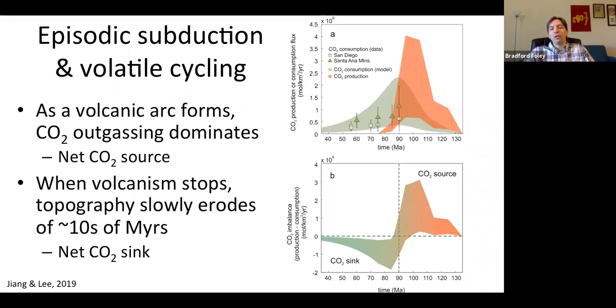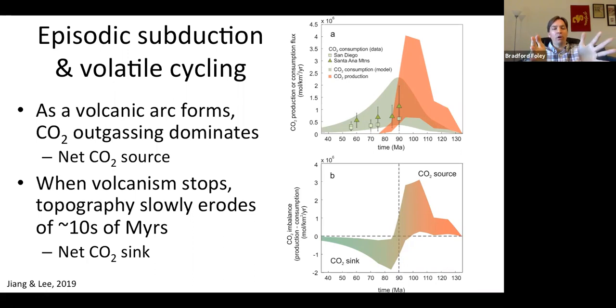And this is overwhelming any effect of weathering. And so we end up with a CO2 source, right? So early on when subduction is starting, we'd expect a warming signal. Then when the subduction zone dies out and its volcanism dies out, what's left behind are big mountains, like the Cascade Mountains or the Andes, things that we know form in subduction zones.